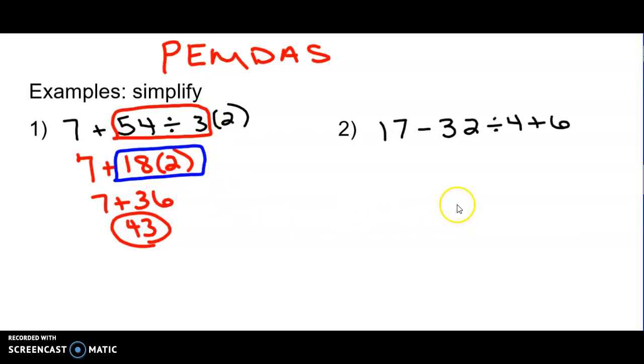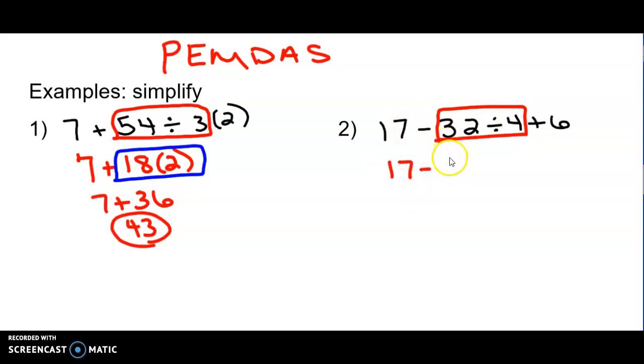All right, let's take a look at number 2. We have 17 minus 32 divided by 4 plus 6. So let's see, do we have any parentheses? There are no parentheses, so let's continue on. Are there any exponents? There are no exponents. So let's look and see if we have any multiplication or division. We do have division here, so let's go ahead and simplify that. Okay. I'm going to bring my 17 down because we're not doing anything with that.